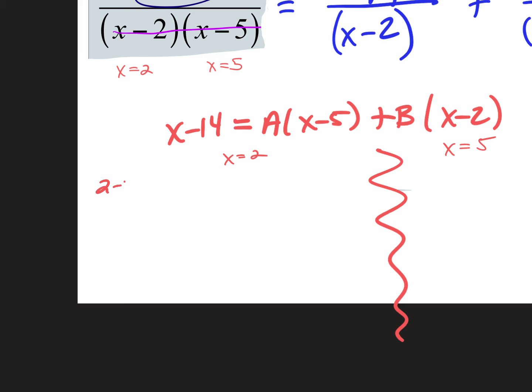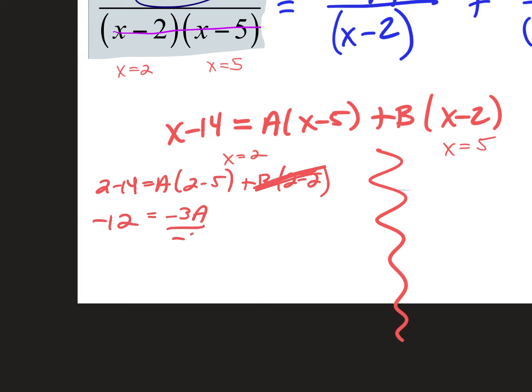So 2 minus 14 equals A times 2 minus 5 plus B times 2 minus 2. What's 2 minus 14? Negative 12. Negative 12, okay. And then what's 2 minus 5? Negative 3A. And then what happens with 2 minus 2? It crosses off. Will it always have it where one crosses off? One will always cross off.